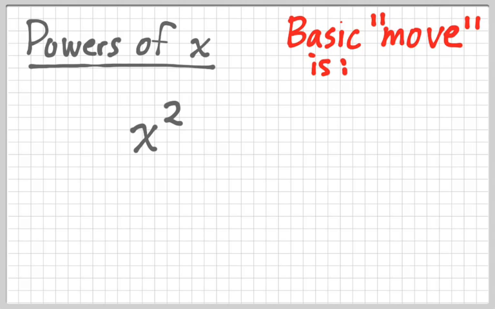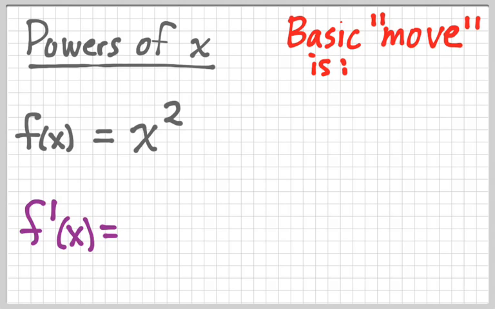To turn a formula for a function like x squared, let's call it f of x equals x squared, into a formula for the derivative. So now the derivative we'll call again f prime of x, which is the slope of the tangent line, which is the average rate of change, instantaneous rate of change. The basic move has two steps to it. And the more practice that you get with these two steps, the better dancer you will become.